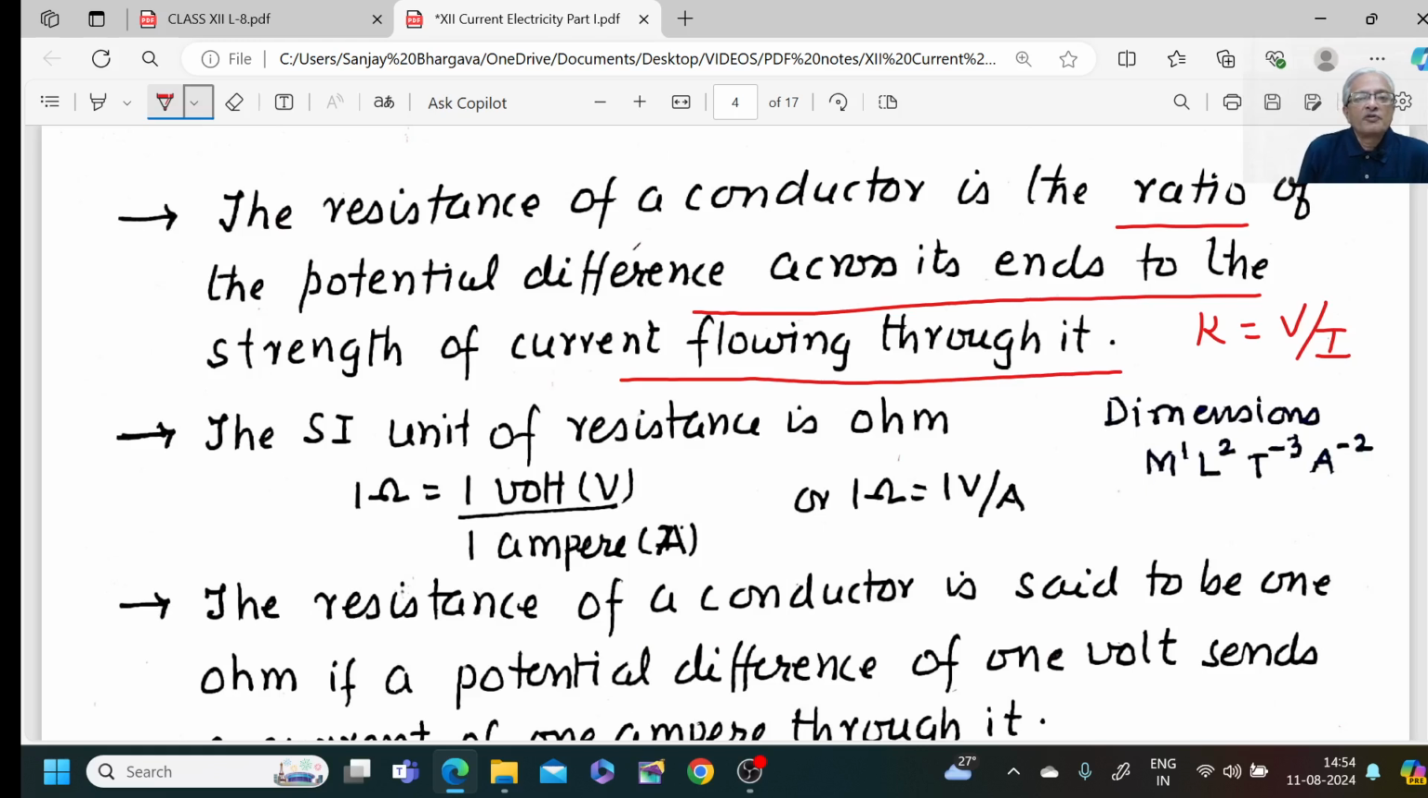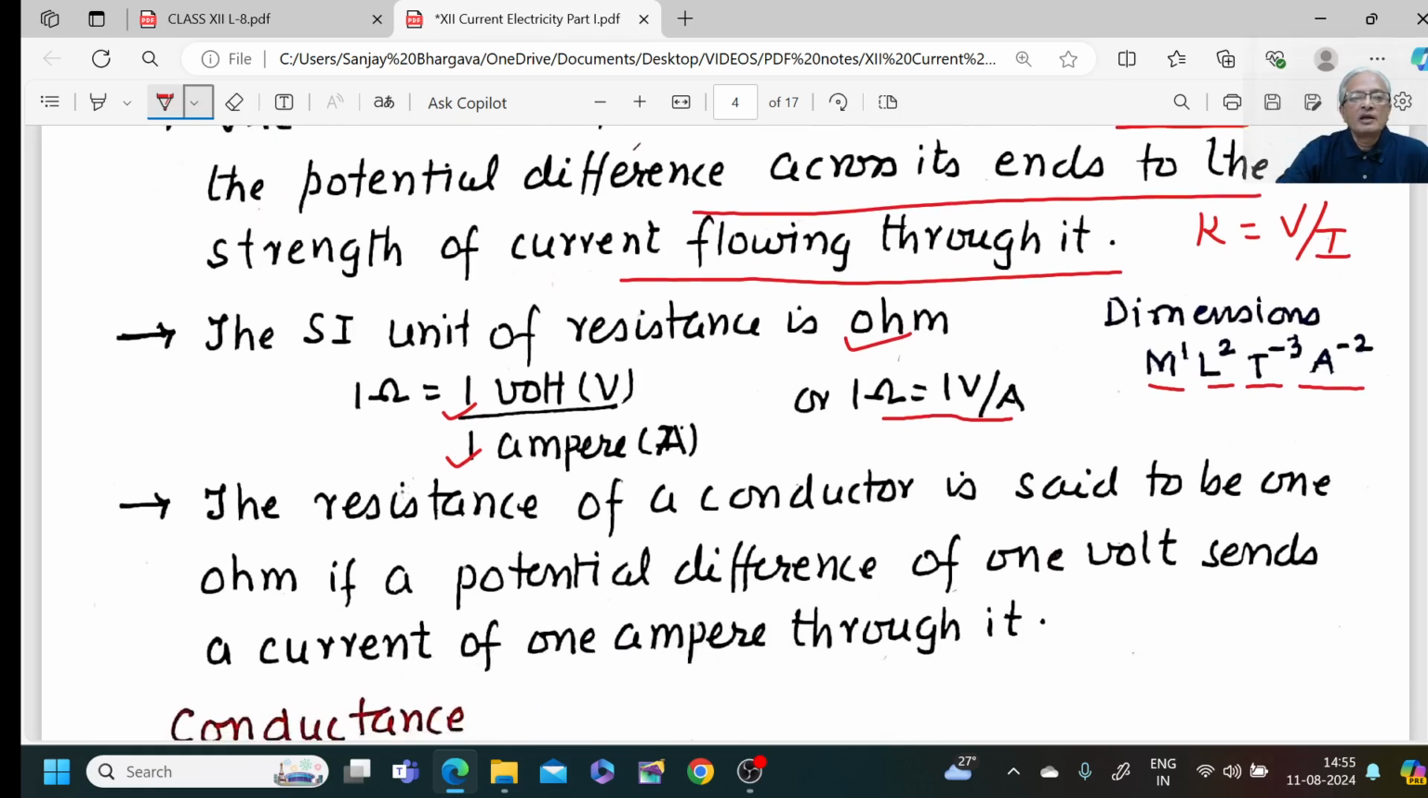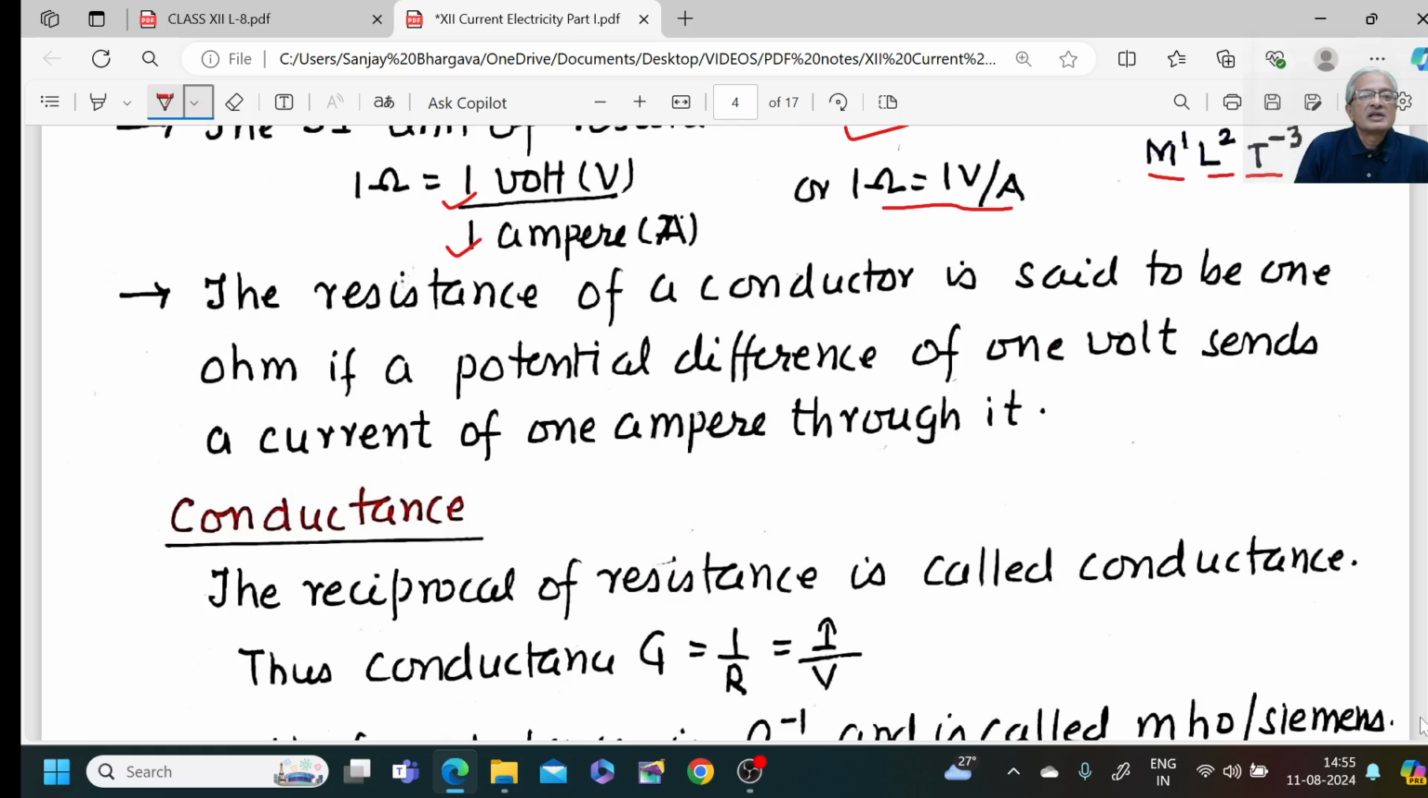The SI unit of resistance is ohm. 1 ohm is equal to 1 volt upon 1 ampere. So 1 ohm is defined as 1 volt per ampere. And what are the dimensions of the resistance? M^1 L^2 T^-3 A^-2. The resistance of a conductor is said to be 1 ohm if a potential difference of 1 volt sends a current of 1 ampere through it. So this gives me the definition of 1 ohm. How do we define it? We say the resistance of a conductor is said to be 1 ohm if a potential difference of 1 volt sends a current of 1 ampere through it.